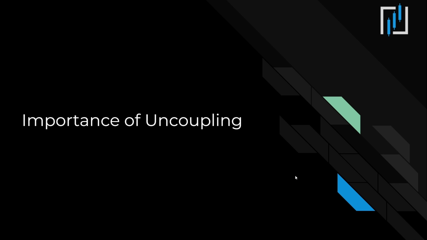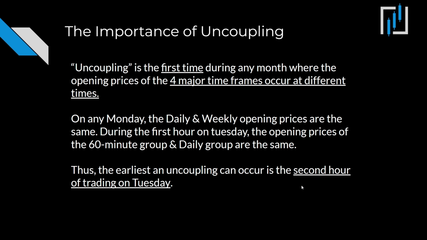Now, the importance of uncoupling. Uncoupling is the first time during any month where the opening price of the 4 major time frames will occur at different times. On a Monday, the daily and weekly opening prices are the same. So those prices, they're the exact same price. They opened at the same time. During the first hour on Tuesday, the opening prices of the 60 and daily group are also the same. Thus, the earliest an uncoupling can occur is the second hour of trading on a Tuesday.